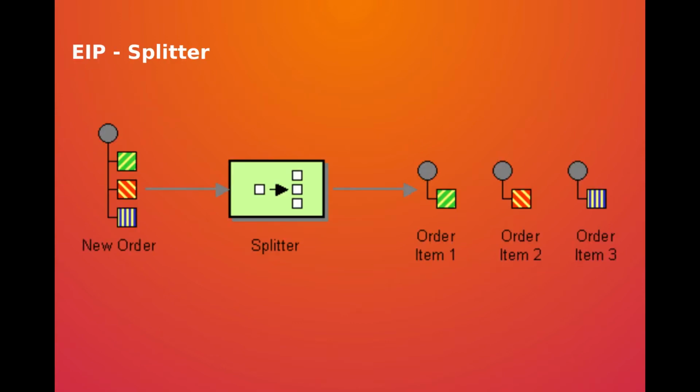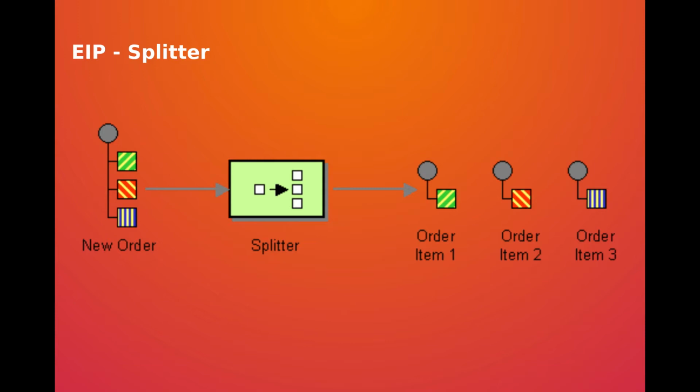Okay, let's start. So the main question is where and when we use the splitter pattern. We have a case where we want to process a message with multiple elements in it, which may have to be processed in a different way. Then we can use the splitter pattern to break a message into a series of individual messages, each representing one item from the original message.